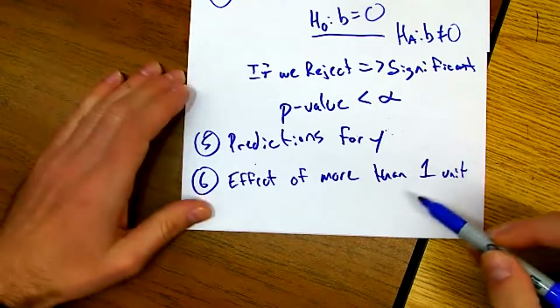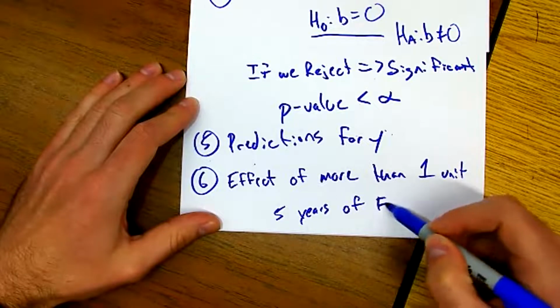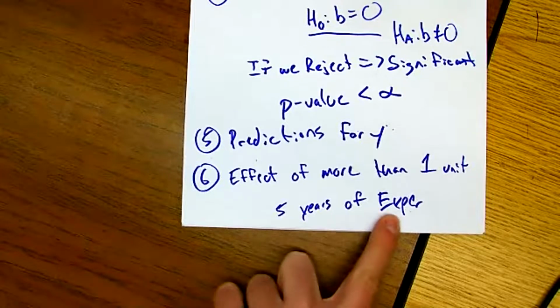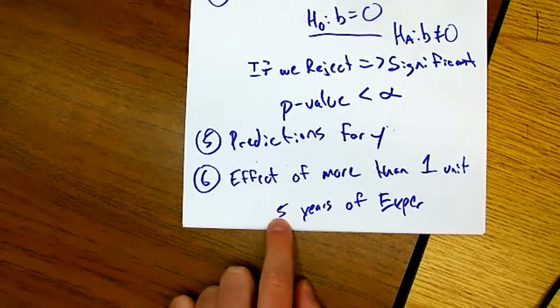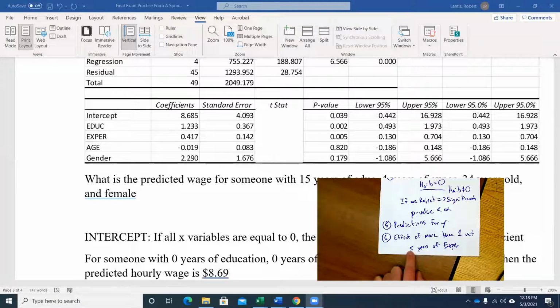If I ask you, what's the effect of 5 more years of experience in that particular example, all I'm going to do is look at the coefficient on experience and multiply it by 5, because the coefficient on experience represents how this x variable is correlated with the y variable, the predicted increase in the y variable for 1 unit, or 1 year of experience. So if I want the effect of 5 years of experience, I just take that coefficient of 0.417 and multiply it by 5. Okay.